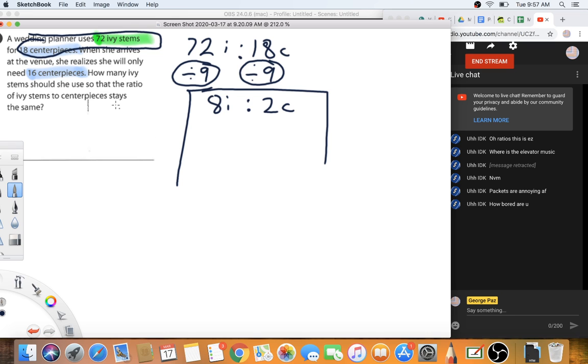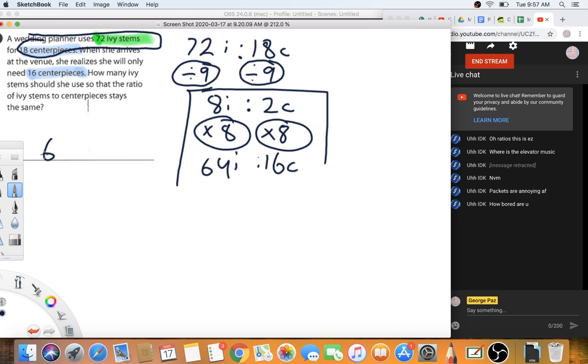If she only needs 16 centerpieces, how many ivy stems should she use to keep the ratio the same? So we're using this ratio the same here, but now we're just using 16. How do you get from 2 to 16? 2 times 8 should give you 16. Same thing on the other side. So that means she would use 64 ivy stems. 64 ivy stems.